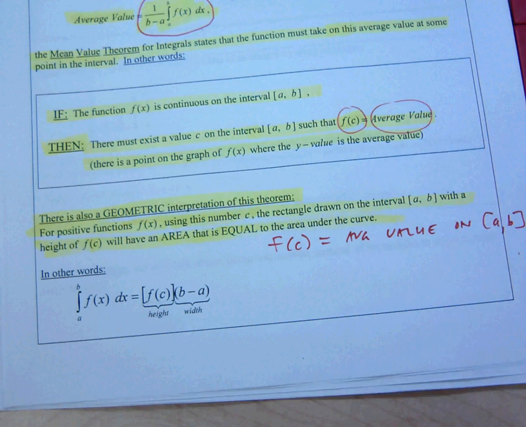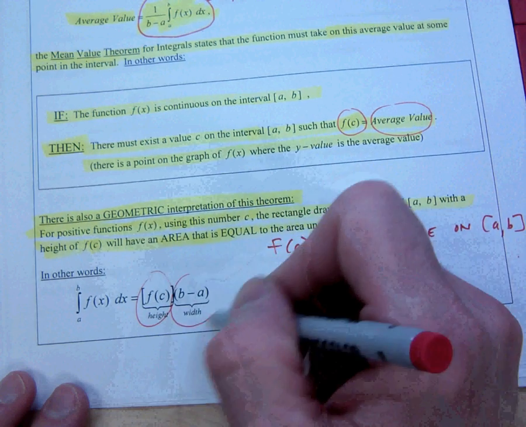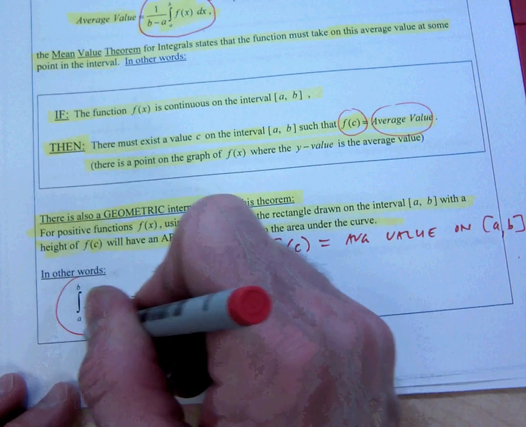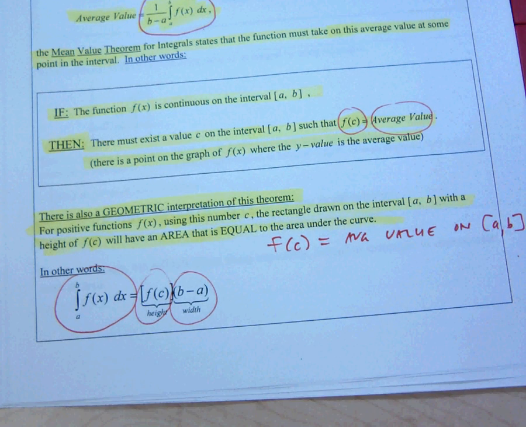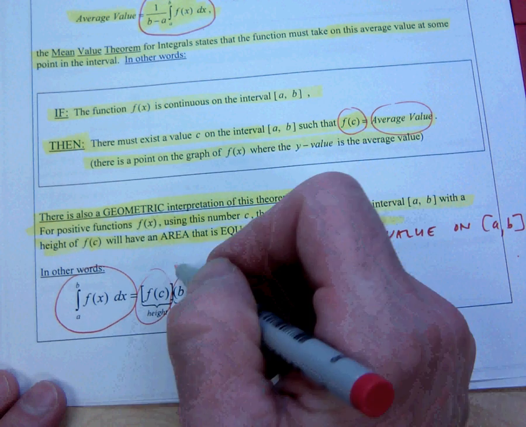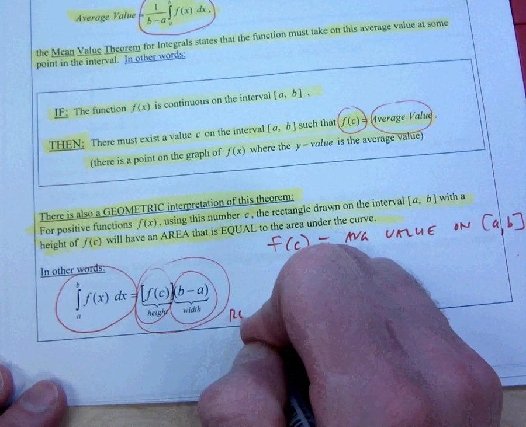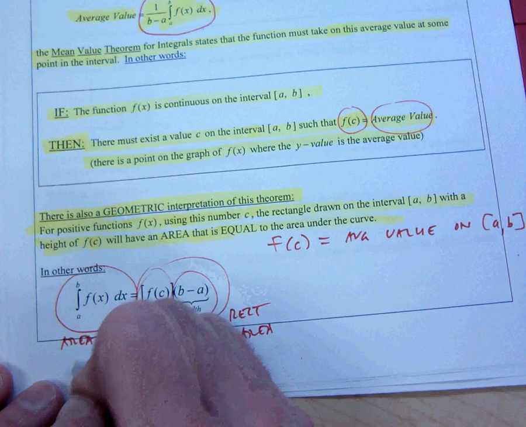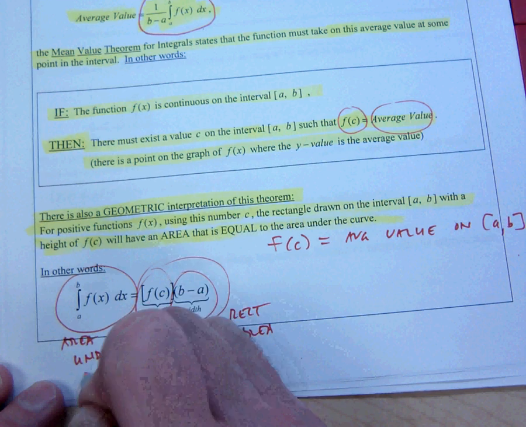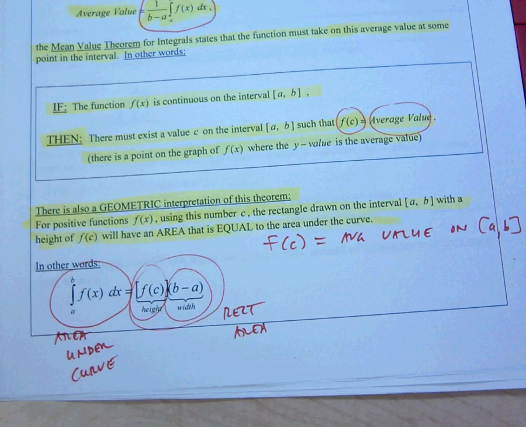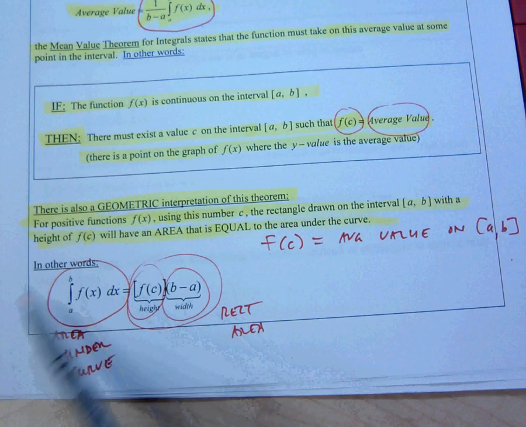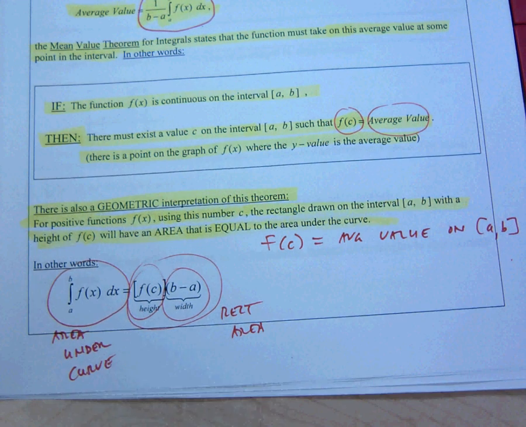So aren't you going to have a rectangle? Height times width, and the area of that rectangle will be equal to what? The area under the curve, which is just the antiderivative from a to b. So this is the rectangle area, and this is the area under the curve. So another way to interpret the theorem is that the area of this rectangle will be equal to the area under the curve. All right, let me do an example. I think it'll make a little bit more sense.